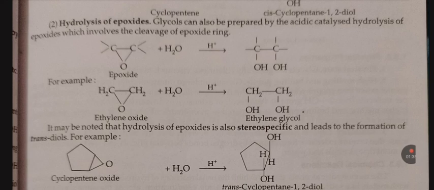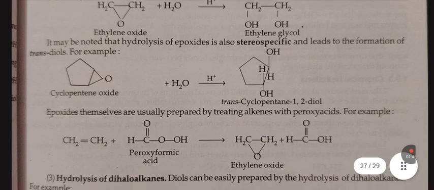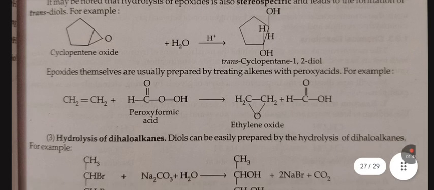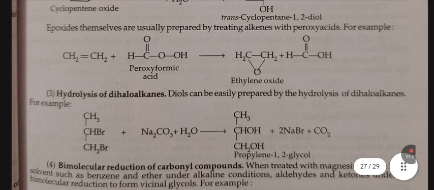Ethylene oxide plus H2O in the presence of H positive, we will get ethylene glycol. It may be noted that hydrolysis of epoxide is also stereospecific and due to the formation of trans diols. Epoxides themselves are usually prepared by treating alkenes with peroxy acids. For example, ethene plus peroxyformic acid, we will get ethylene oxide.